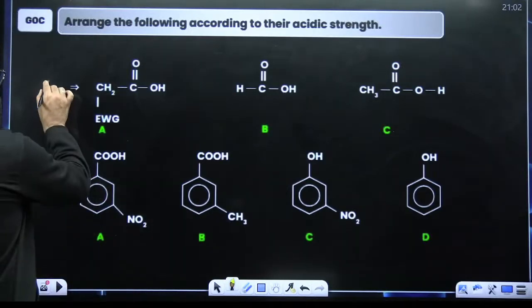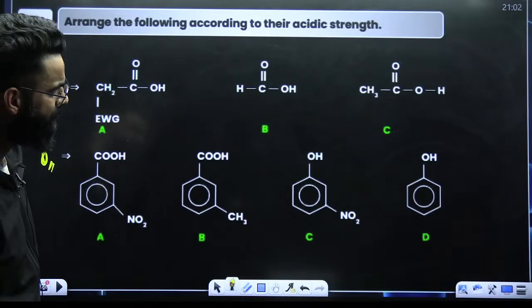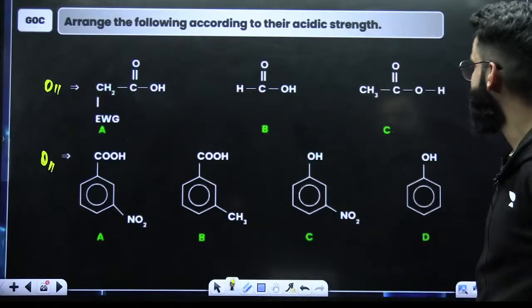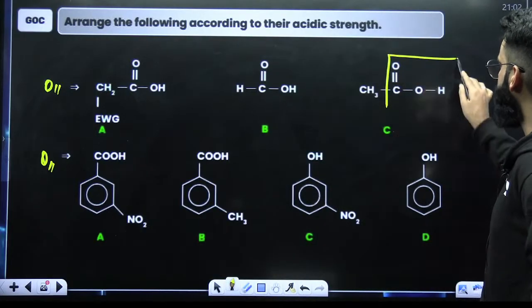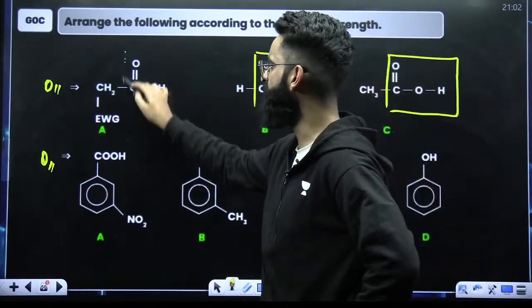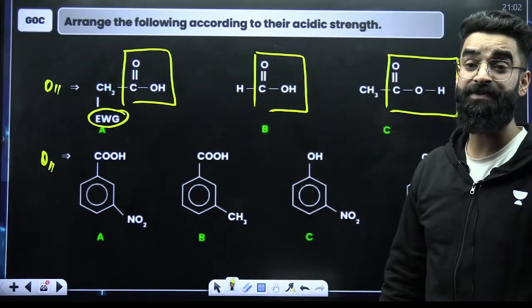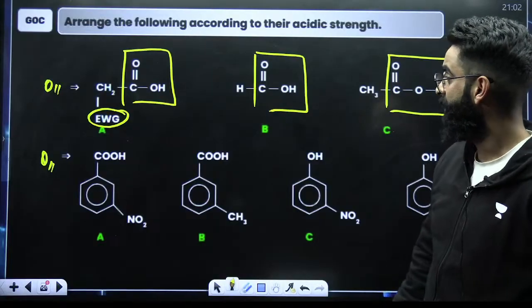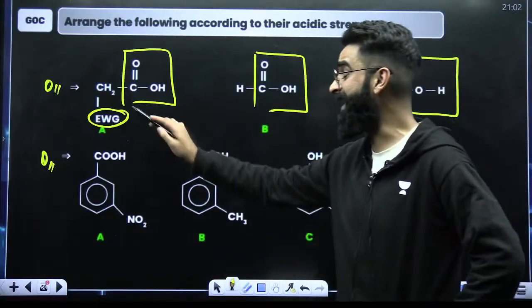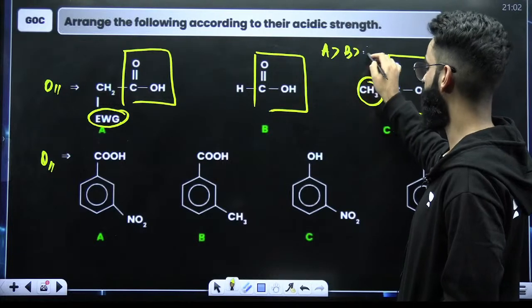All right. These are 2 more questions and you can easily answer them. What do you think now? This is COOH, carboxylic. This is also COOH. Here, an electron withdrawing group is attached. Electron withdrawing groups increase acidic strength, right? This one is withdrawing, this one is donating. Perfect. So A would be maximum acidic, followed by B, followed by C.